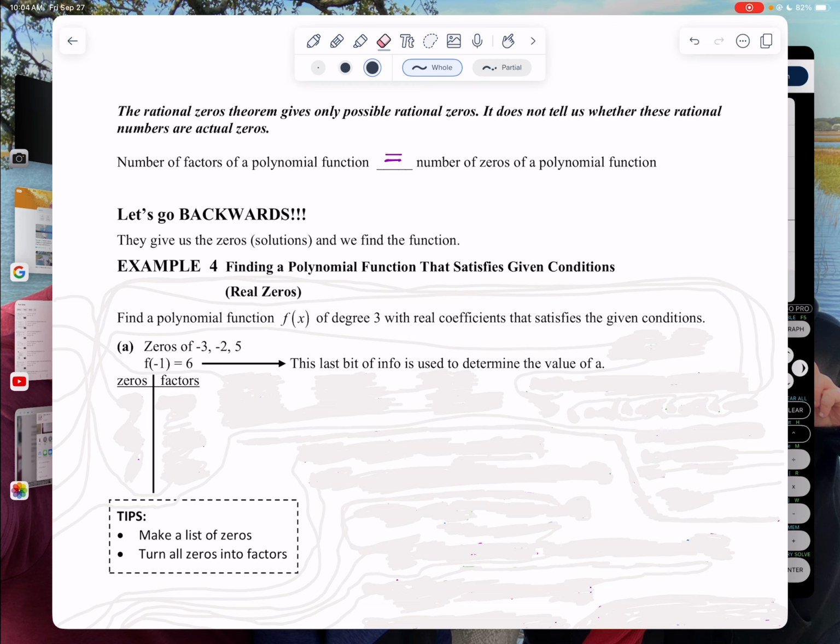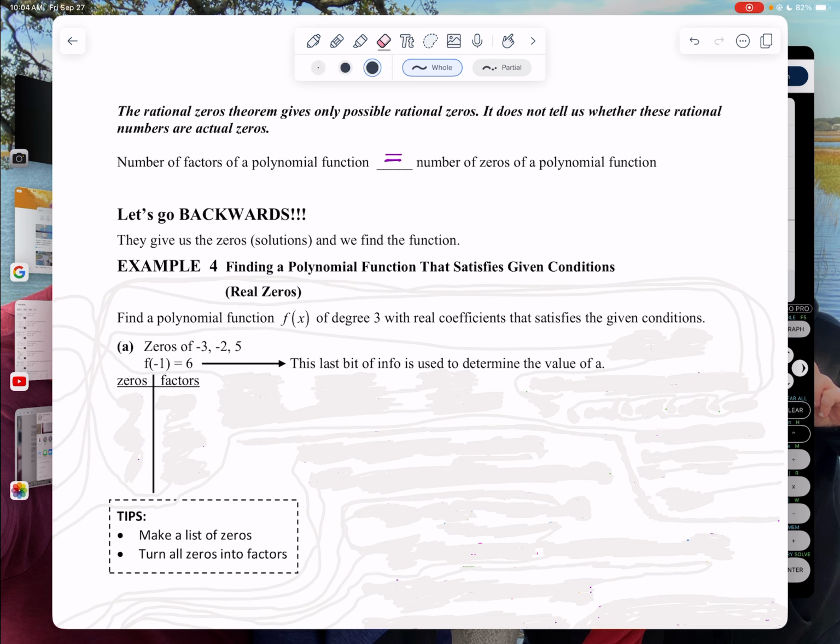So now they are going to give us the zeros, and we're supposed to tell them what the equation is. So we're going backwards. They give us the zeros, we have to tell them the equation. All right. So notice they say that it is a degree 3, so that means it's going to be x to the 3rd. So I should have 3 zeros, and they gave me 3 zeros.